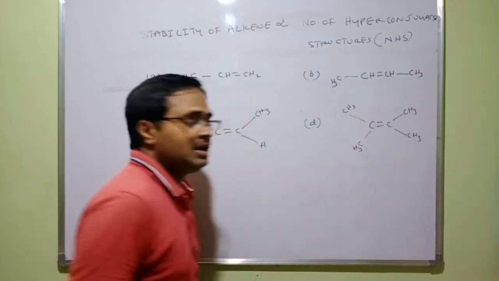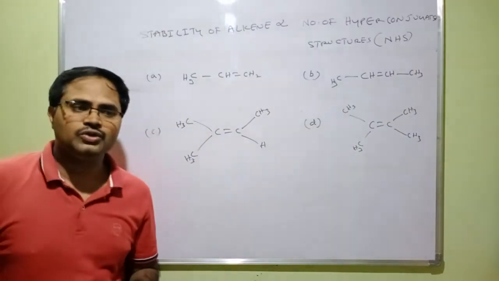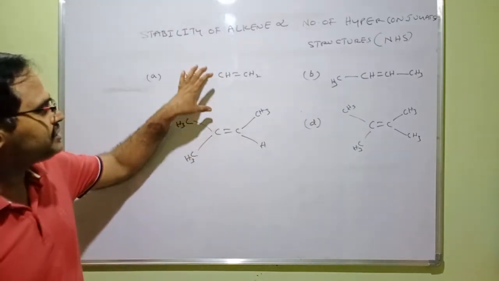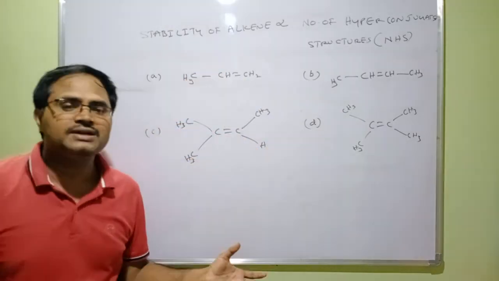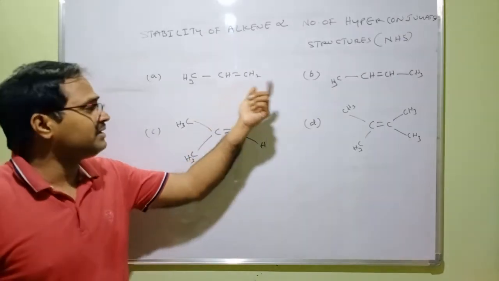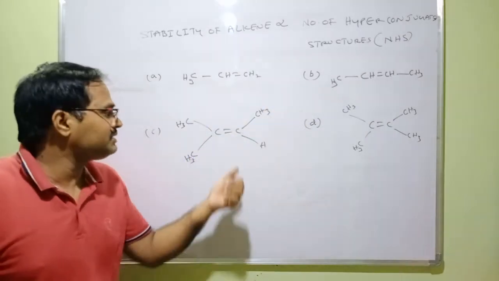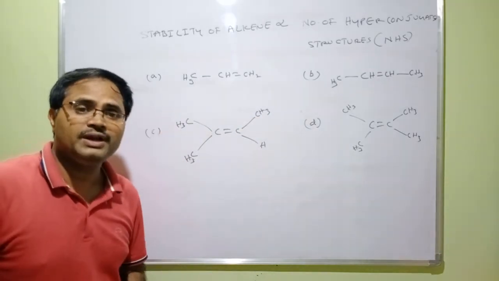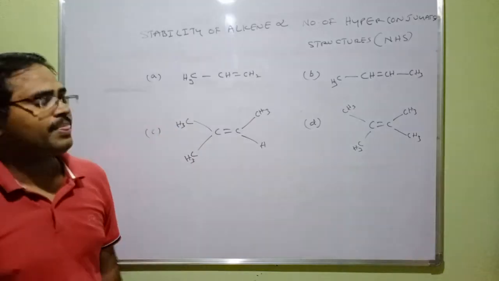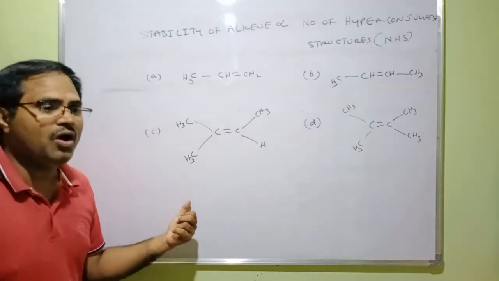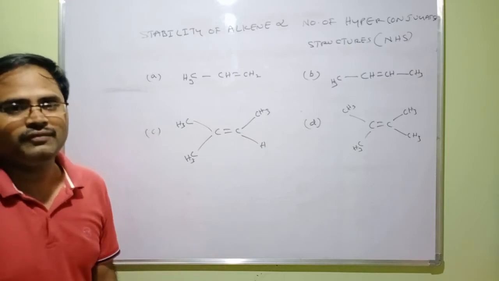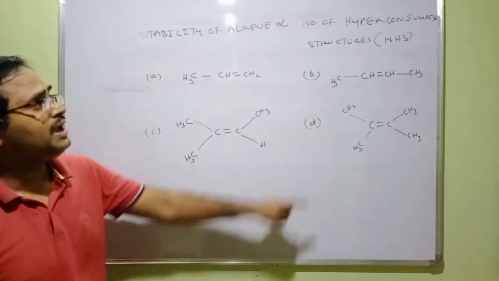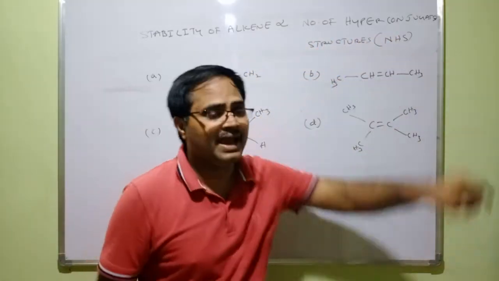Now I have given four molecules here, all are alkenes. Since we have a double bond between two carbon atoms, these are alkenes. All are alkenes, but all alkenes are not the same. This is different, that is different. All are different alkenes because the substituted groups around the carbon are different. Now among all these alkenes, which one is more stable? I told you, the stability of an alkene is directly proportional to the number of hyperconjugated structures, NHS.